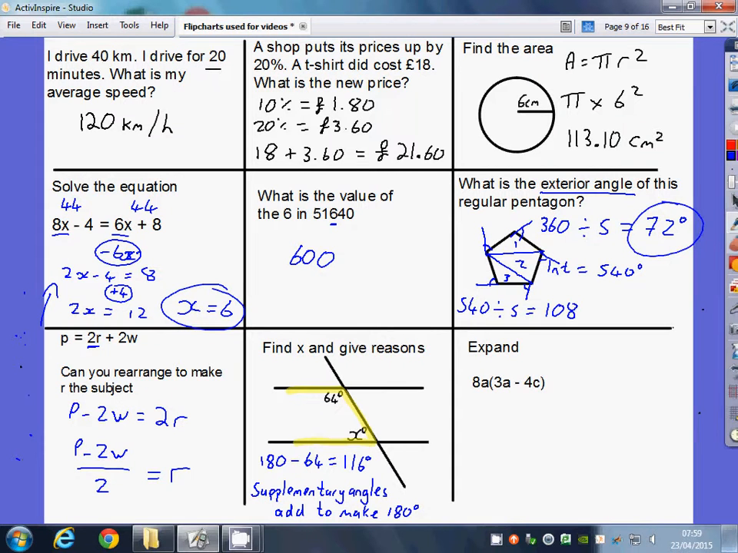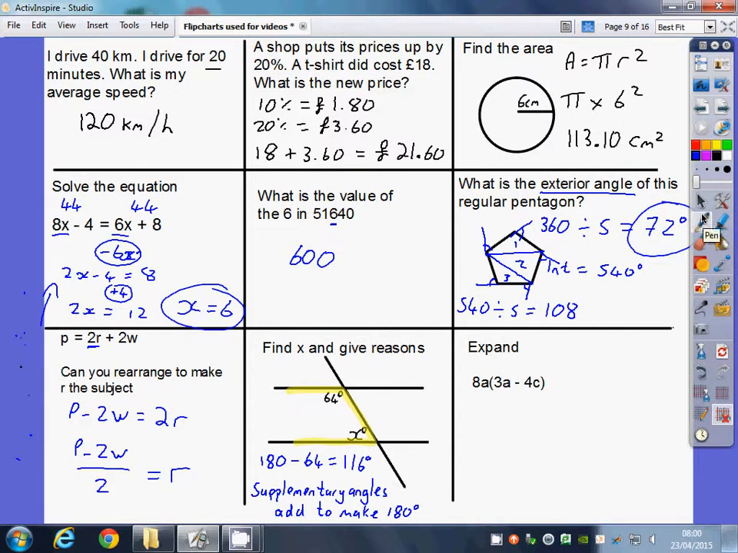Last question, an expanding bracket question. Hopefully you're all in a position now. You've done enough revision, so that includes you, Jake, done enough revision so that as soon as you see this sort of question, you know that you have to do the grid method.